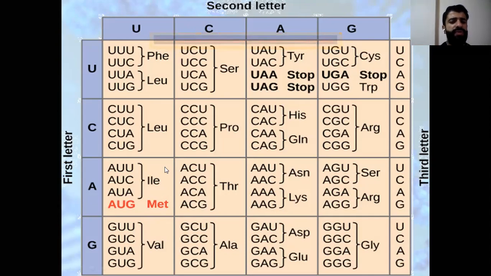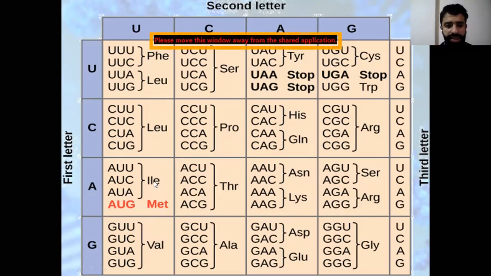You see here, for more than one codon, they code for the same amino acid. For example, leucine, proline, threonine, methionine, isoleucine, valine, alanine, asparagine, glutamine, glutamic acid, and so on. So we have a lot of them. Histidine, for example, we have many amino acids that are coded by more than one codon.